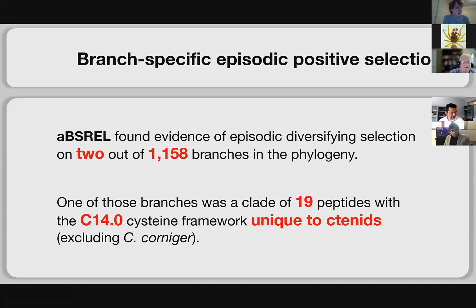So of the 19 peptides, one of them was a 14 membered cysteine framework, and it was unique to Tenus, so it excluded Tenus corniger, which was the only old world representative that we actually had. So all of the Tenus that were in that clade were new world.